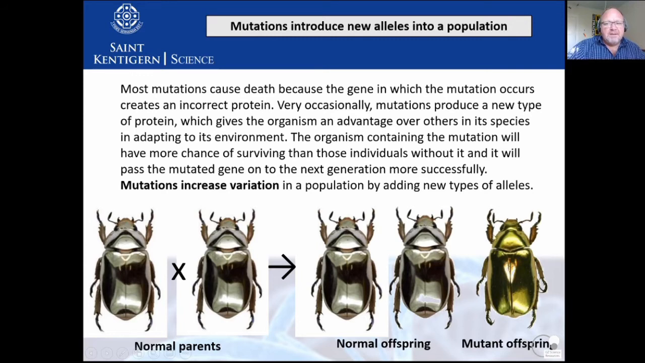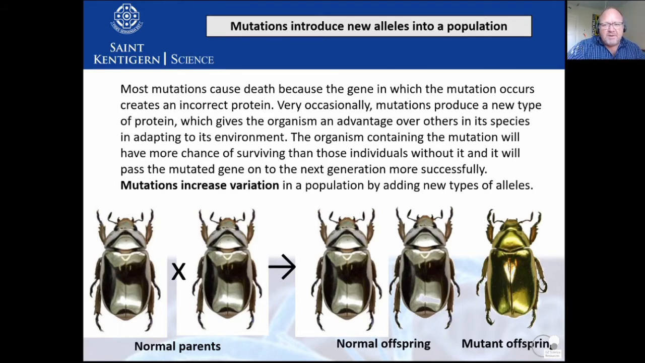Okay? Now, we have a few mutations that can occur, but mutations that form new alleles that can be passed on have to happen in the sex cells. They have to happen in the sperm and the egg. We call them the gametes, remember?